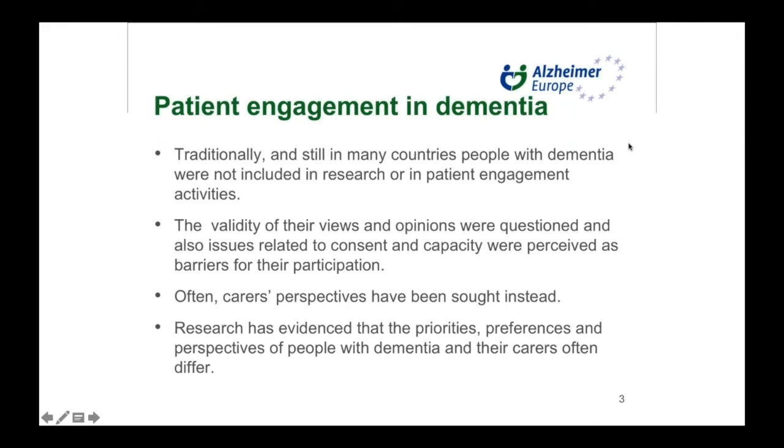In this context, for years, the perspective of the carers, or the people caring for a person with dementia, had been sought instead. However, we have evidence that the priorities, preferences, and the perspective of people with dementia are not always the same as those of the carers. Next, please.